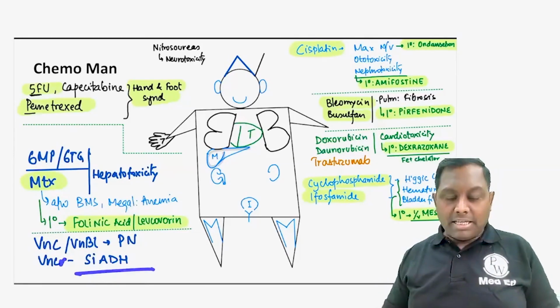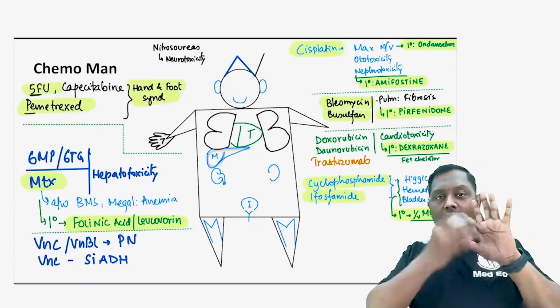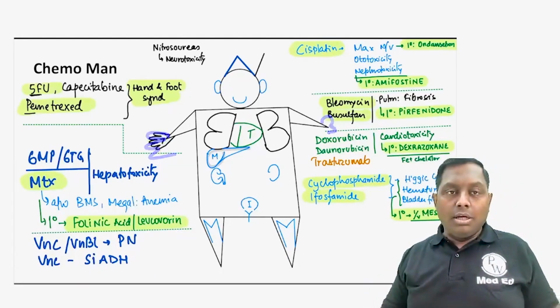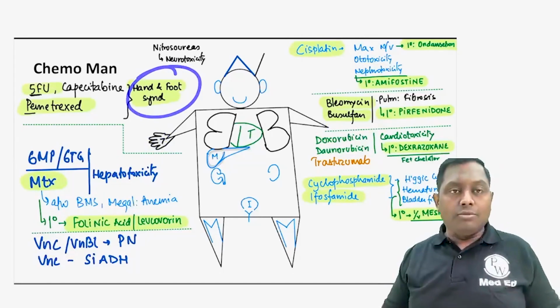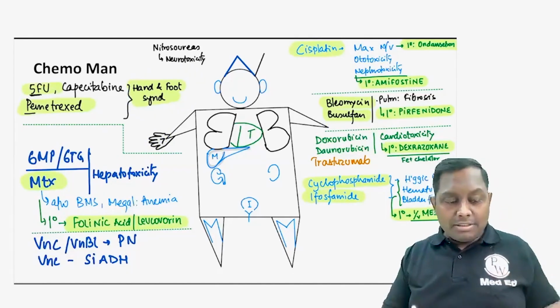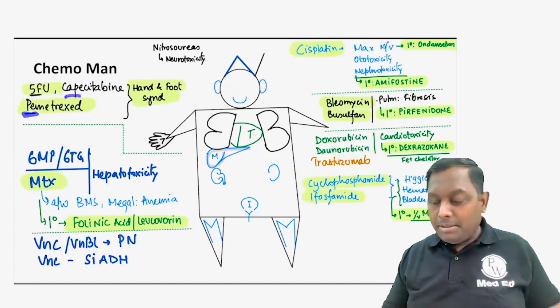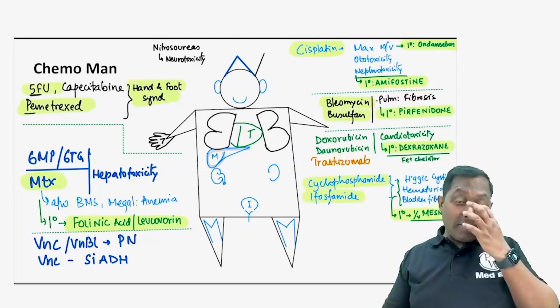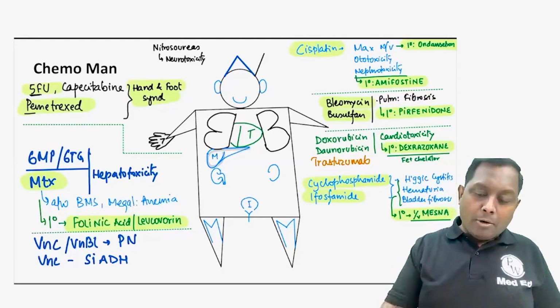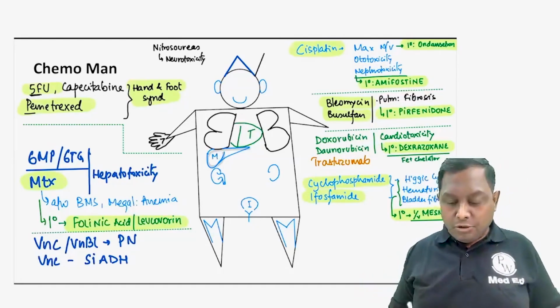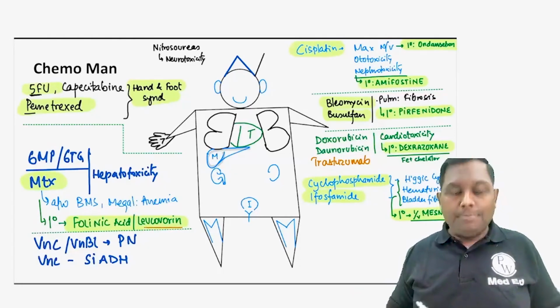It is going to cause SIADH. 5 fingers of the कीमोमैन, it's going to help you in remembering that painful erythematous palm and sole, that will be hand and foot syndrome. So 5-fluorouracil, and the prodrug of 5-fluorouracil is capecitabine, and pemetrexed, P से होता है 5. So all these agents that I have explained here are going to be important for you. And to prevent the toxicity of methotrexate mediated bone marrow suppression, we use folinic acid and leucovorin.